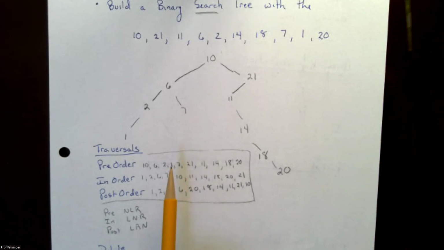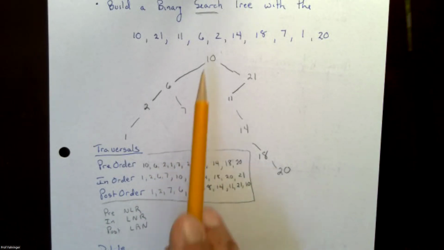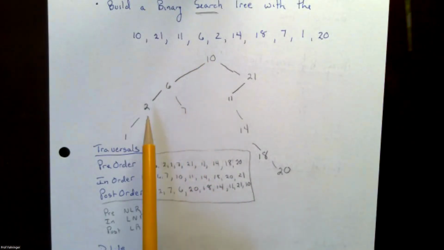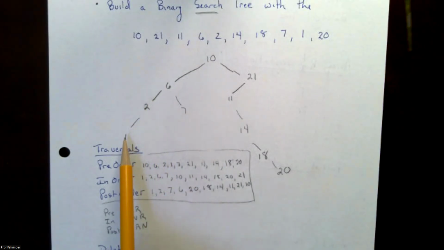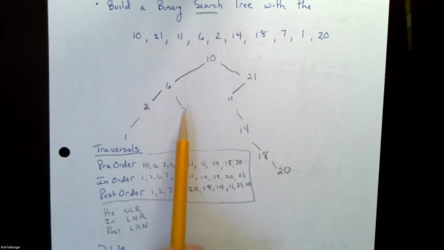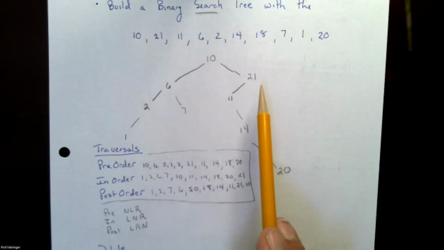So my pre-order is node, left, right. Node, then I go to the left. Node, then I go to the left. Node, then I go to the left. 10, 6, 2, 1. Then I go back up. There is no right. Go back up. There is a right, which is 7. No left. Go back up. Now I start down the right.